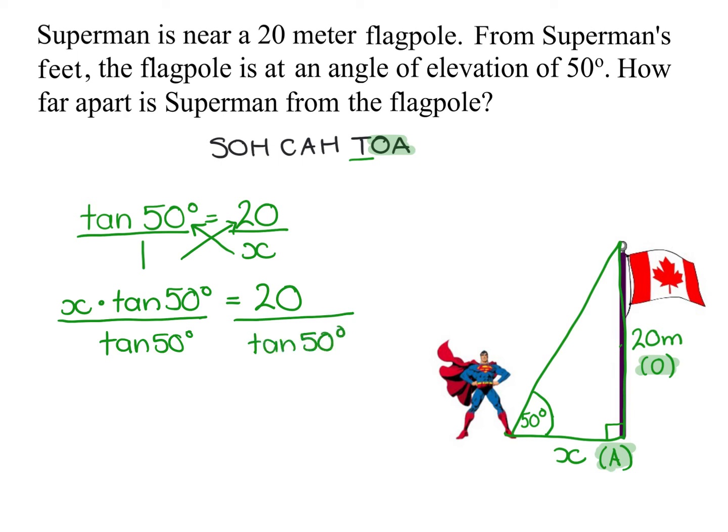Now on the left-hand side, you've got tan of 50 degrees on top and bottom, so we can cancel that, and we're left with X. And 20 divided by tan of 50 degrees comes to about 16.78. And don't forget the units, which is in meters.